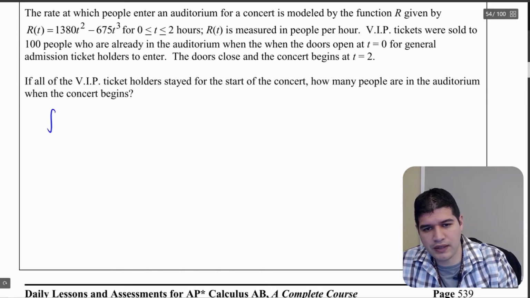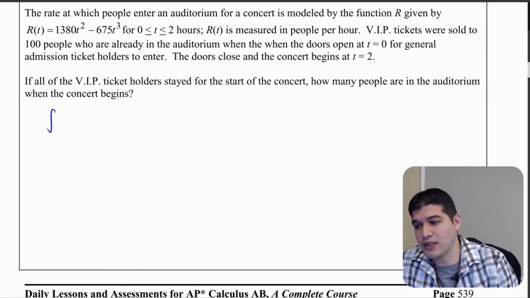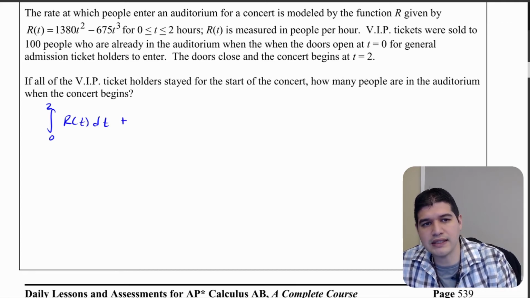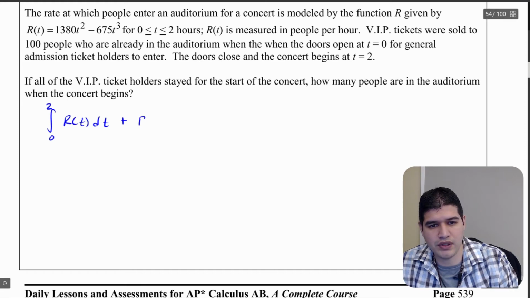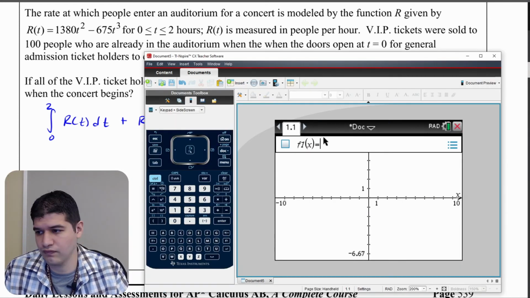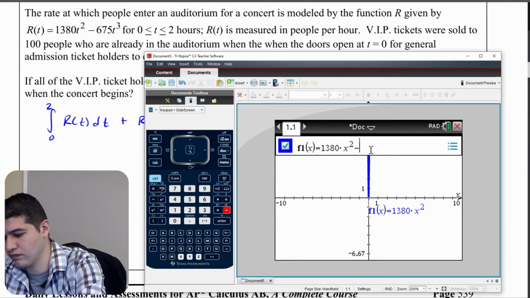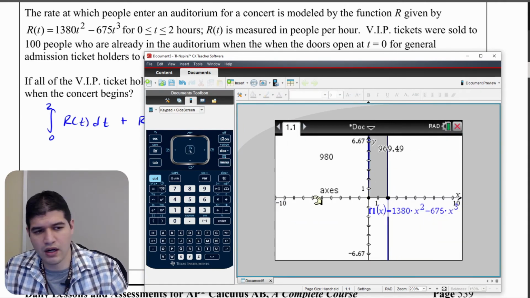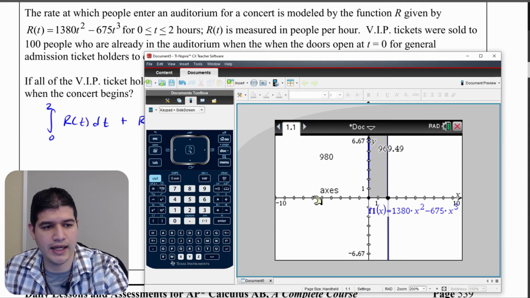What I'm going to do is very similar to how I did it in the last problem. We're going to calculate this from 0 to 2 hours. So I'm going to write down the integral of R of t dt, and we're going to add in the number of VIP tickets sold. So we're going to add in plus R of 0. So when I calculate this on the calculator, let's see what we get. All right, and when I calculate it, I get 980.